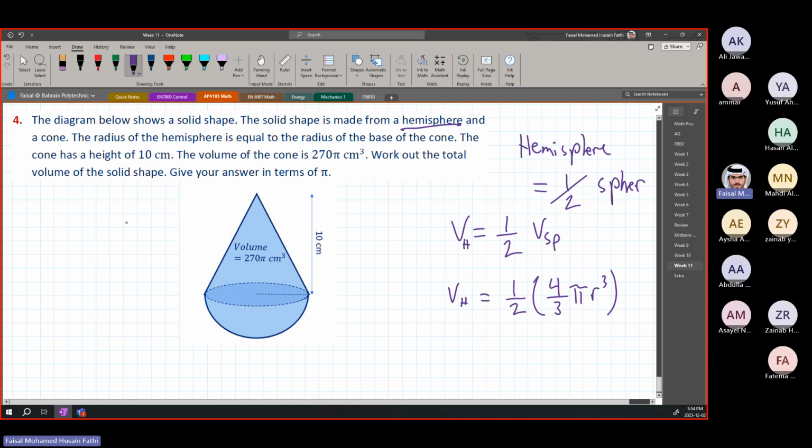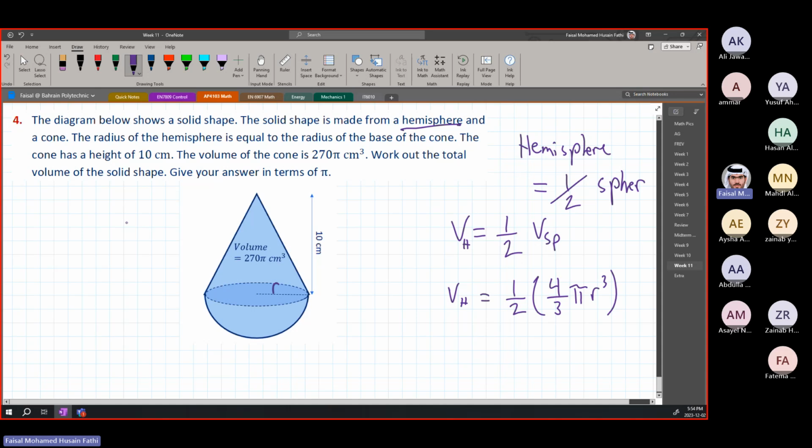Now, the radius of the hemisphere is equal to the radius of the base of the cone. So we know that r is the same in both cases. Same r. The cone has a height of 10 centimeters. The volume of the cone is 270. I see what this is.